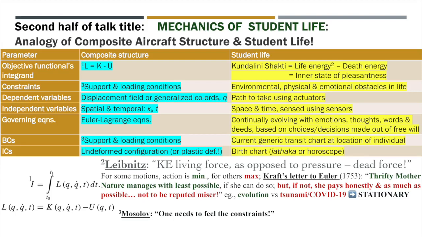On the other hand, a natural disaster like a tsunami or the COVID-19 pandemic that we are facing today, these are situations where nature pays huge amounts. So here there's a maximization involved. Whereas in evolution a minimization is involved, in a pandemic or a natural disaster a maximization is involved, but both are stationary. So that's the bottom line, stationary, and that's where variational principles make so much of a difference.